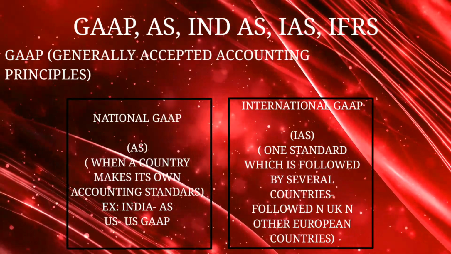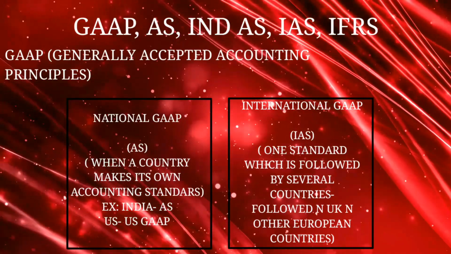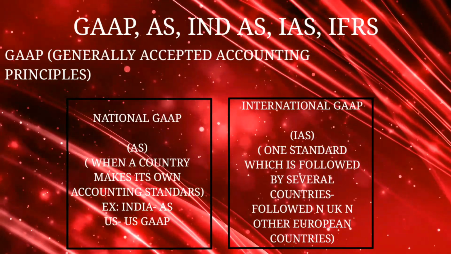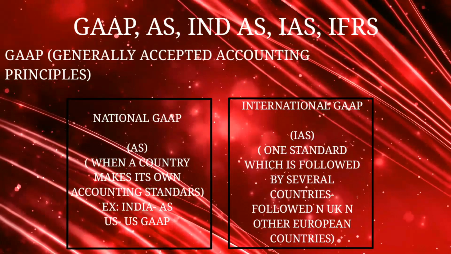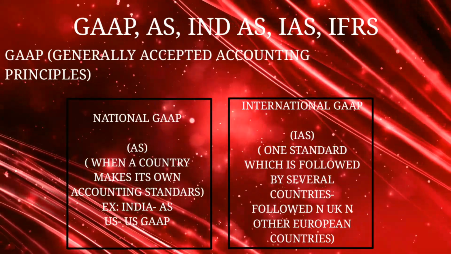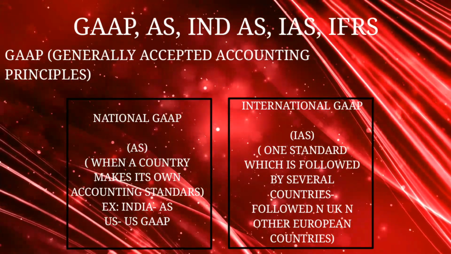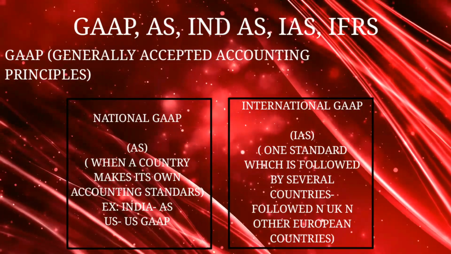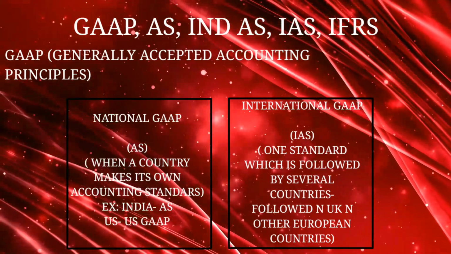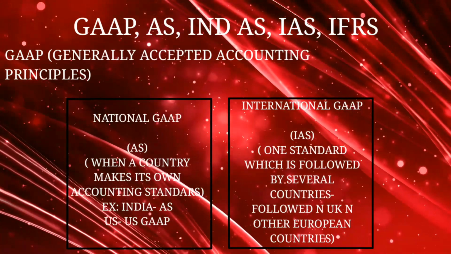What do you understand by national GAAP? That is, when a country makes its own accounting standard, it is known as national GAAP, as many countries use their own GAAP, like Indian Accounting Standards, AS. Also, we can talk about US GAAP. This is the standard adopted by the US Securities and Exchange Commission. It includes definition of concepts and principles as well as industry specific rules. International Accounting Standards, that is IAS, are older accounting standards issued by the IASB, that is the International Accounting Standards Board.